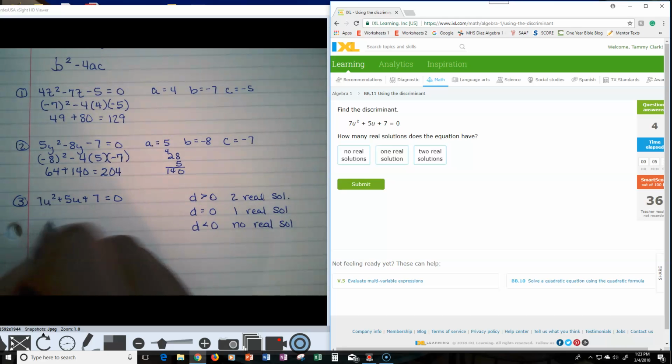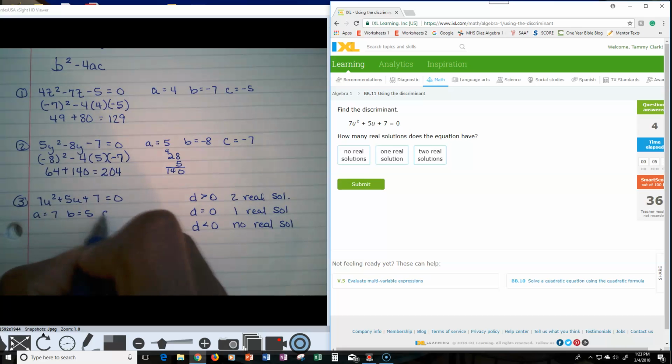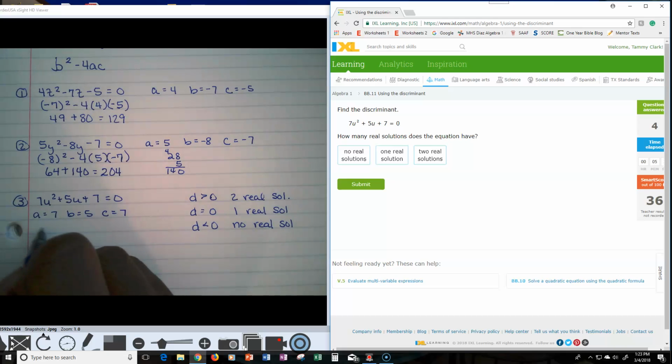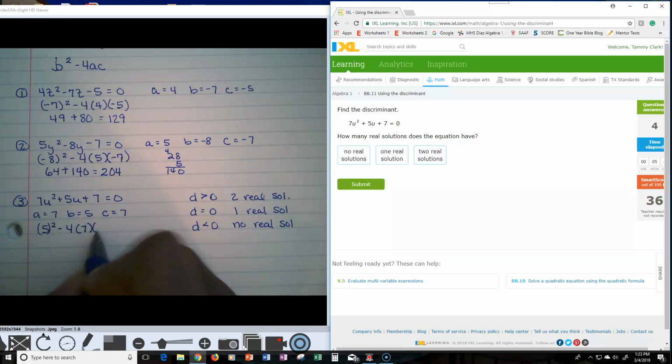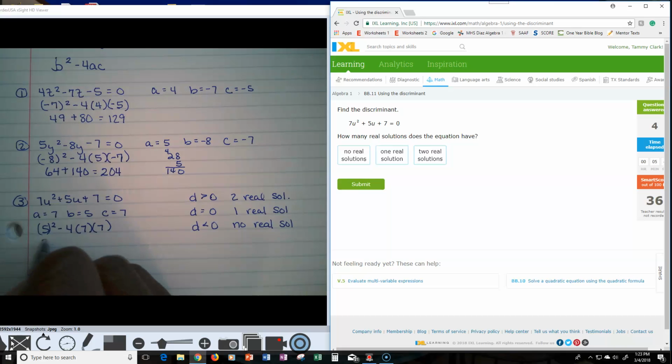So let's go ahead and identify our A, B, and C. A is 7, B is 5, and C is 7. So we're going to take 5 squared minus 4 times A, which is 7, times C, which is also 7. You can already tell that your discriminant is going to be negative.